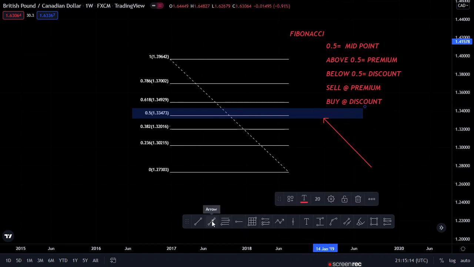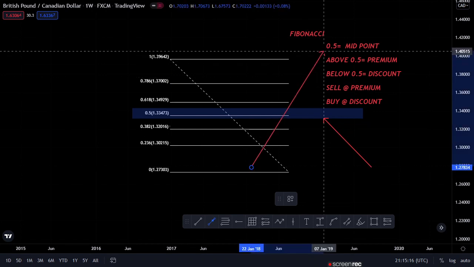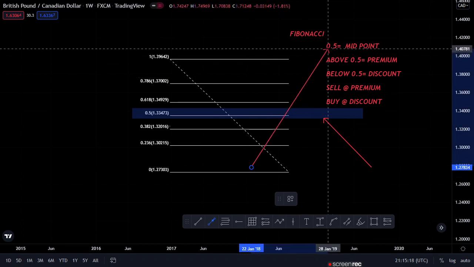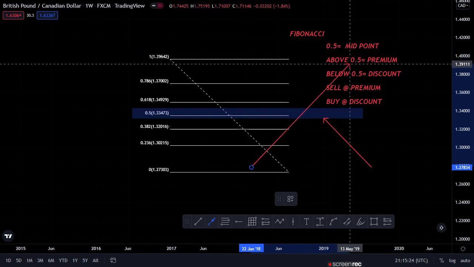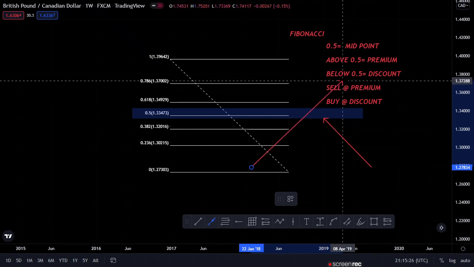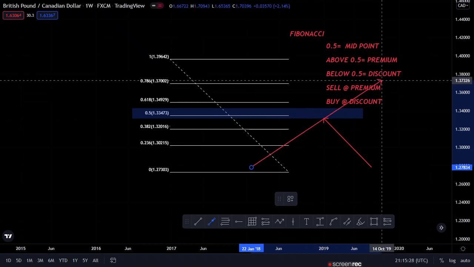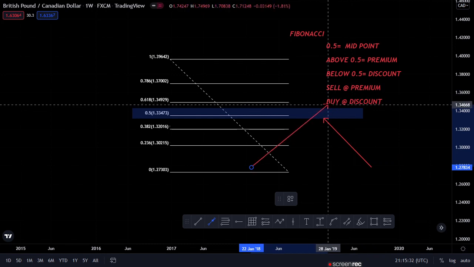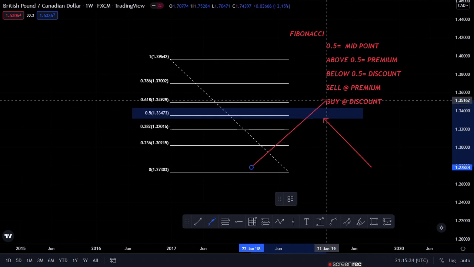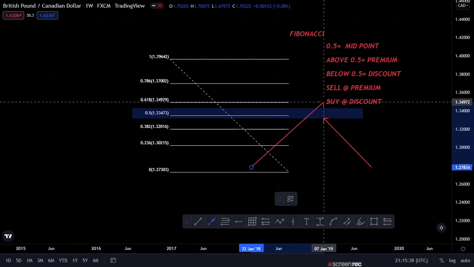So 0.5 is the midpoint, and at the midpoint, we don't do anything. Anything above 0.5 is premium. Anything below 0.5 is discount. Now we sell at premium and then we buy at discount. In normal business, when the prices are high, we don't buy.